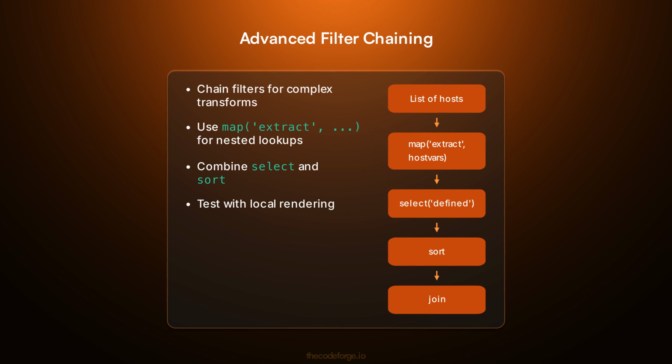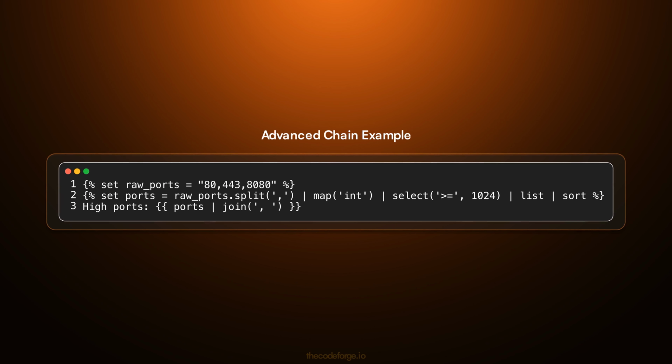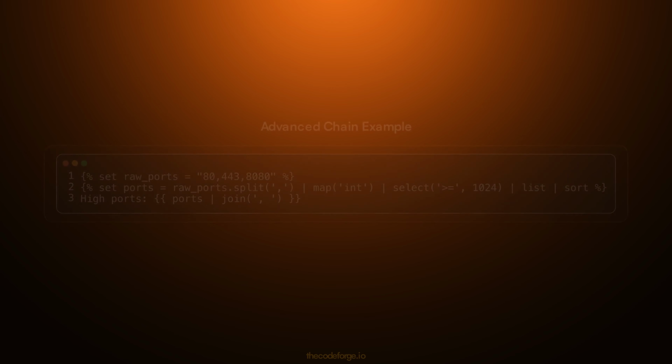Production templates often need to transform complex data structures. Chaining filters like map extract for nested lookups, select to filter, and sort to order is powerful. Always test with local rendering to ensure correctness. This example splits a string into a list, converts each to integer, filters for ports greater than or equal to 1024, converts back to list, sorts, and joins. Chaining filters in this way is concise and readable.